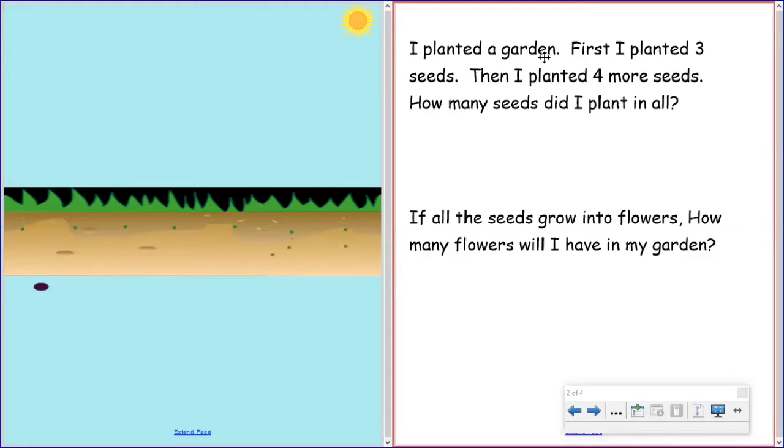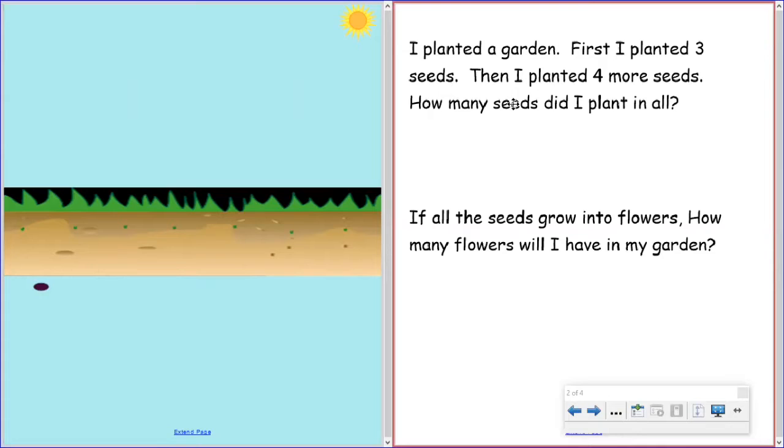Let's read the next sentence. First, I planted 3 seeds. Okay, so in my mind, what do I see? Well, what am I doing? I planted. So I can see myself planting. What did I plant? I planted 3 seeds. 1, 2, 3. I planted 3 seeds.